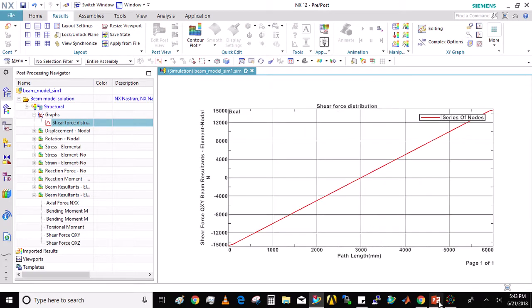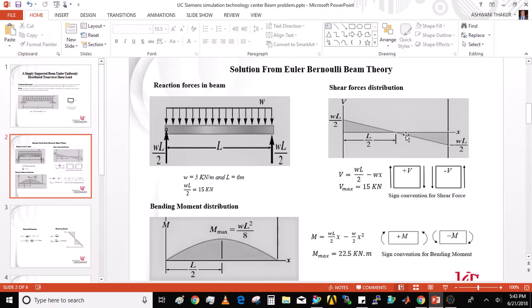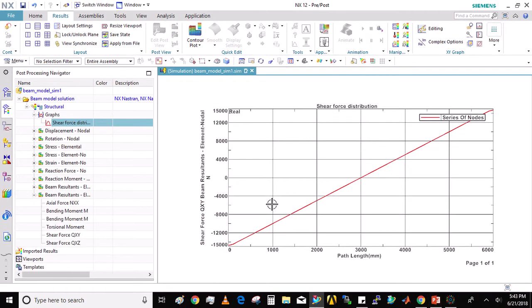If you try to compare it with the theoretical results, you will see that the distribution is the same, though the sign convention might be different. Here, at the left half of the beam, the shear force was positive and then it became negative, and if you see here, it was negative on the first half and positive on the other half. So the sign convention might be different, but the distribution and the magnitude will always be accurate.